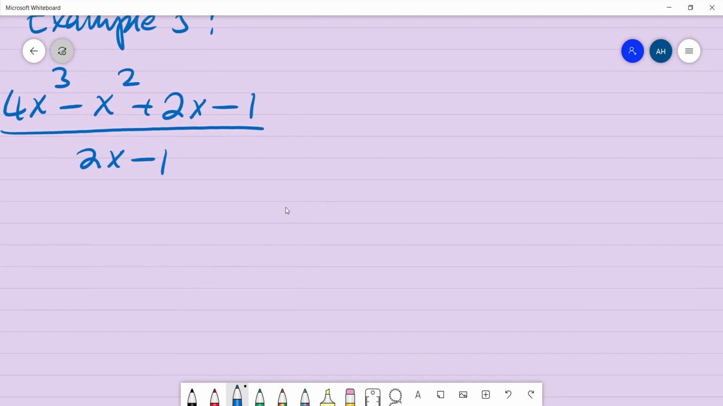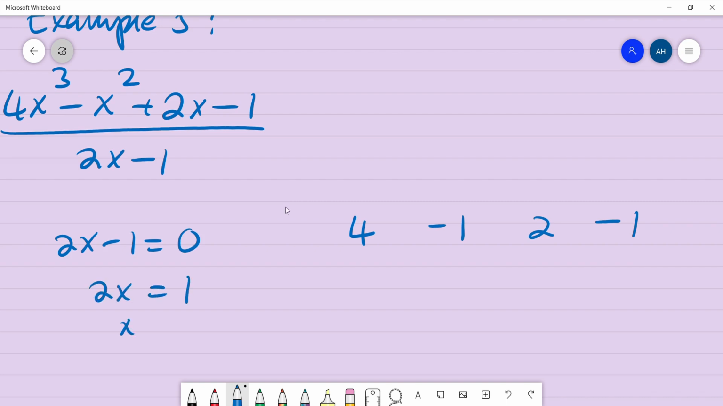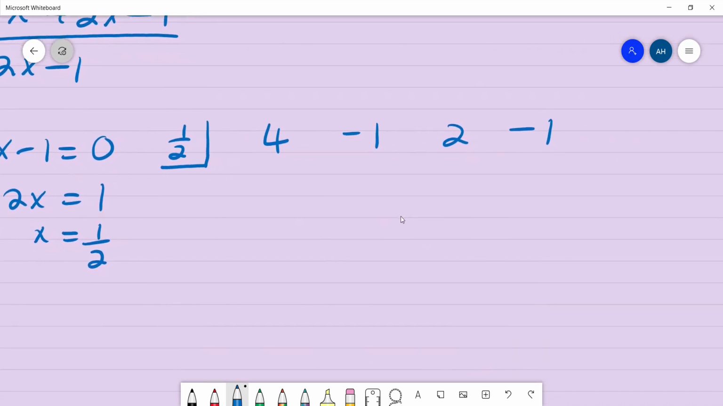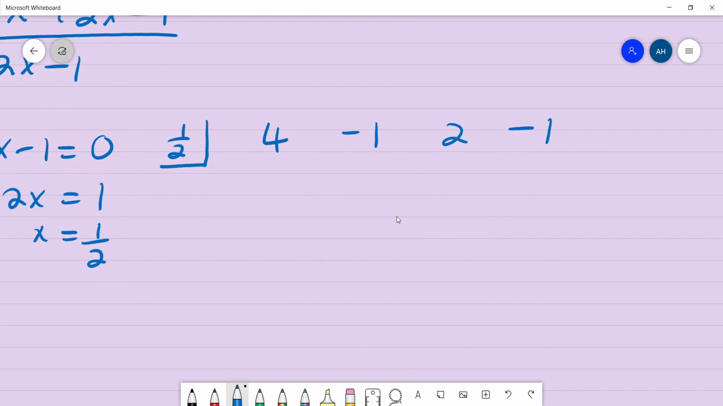Alright, now let's write down the coefficients of the variable. So we have 4, negative 1, 2, and negative 1. There are no missing terms there. And the divisor is 2x minus 1. Set it equal to 0. So we have 2x equal to 1, and x equal to 1 half, or 1 over 2. So we have 1 over 2 there, like this. Now let's do the synthetic division process and draw our line.